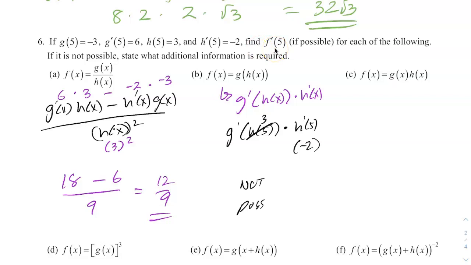Because it's not given. Okay, the next one, that's a product rule. Notice the two separate x's, compared to this one, there's only one x. So product rule: take the derivative of the first one, times the second, plus the derivative of the second one, times the first. Again, this is all at 5, so pretend we're plugging in 5 for all these. So g prime of 5 is 6, h of 5 is 3, h prime of 5 is negative 2, and then g of 5 is negative 3. So I get 18 plus 6, so 24.